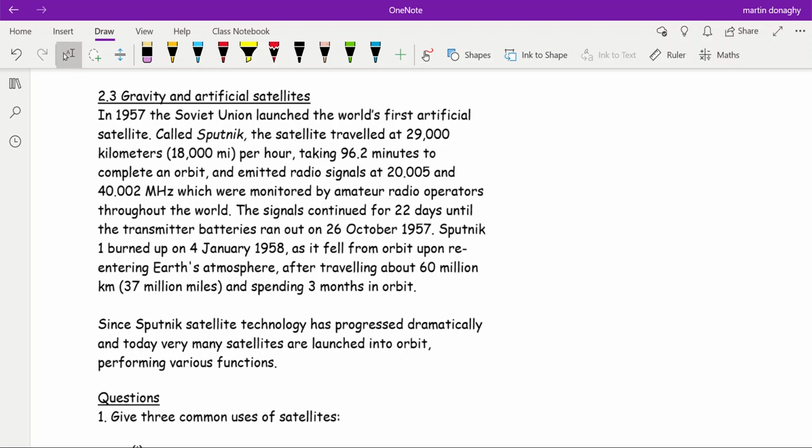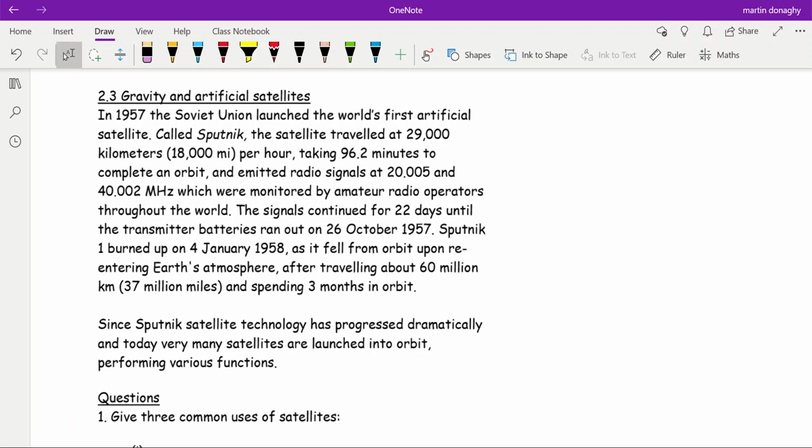And the Soviet Union was the first country to do this. They had a tiny little satellite called Sputnik. They launched it in 1957, and it was the first object we were able to get that would orbit around planet Earth, and it just put out a radio signal that people could pick up on their radio receivers, and you can read the information here. It spent 3 months in orbit, traveled about 60 million kilometers. That was the first satellite.